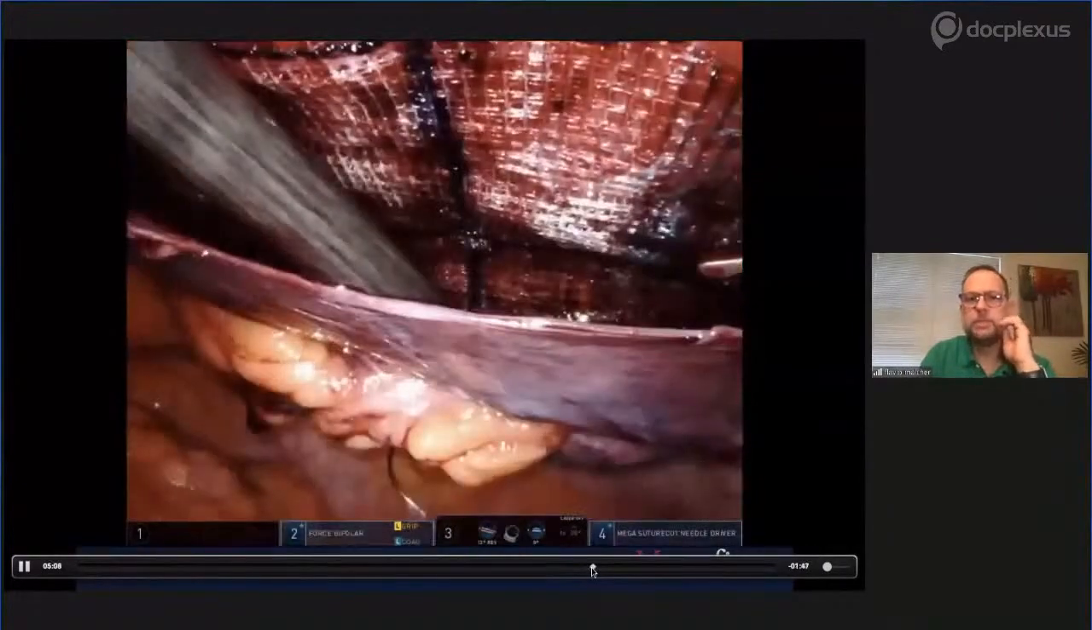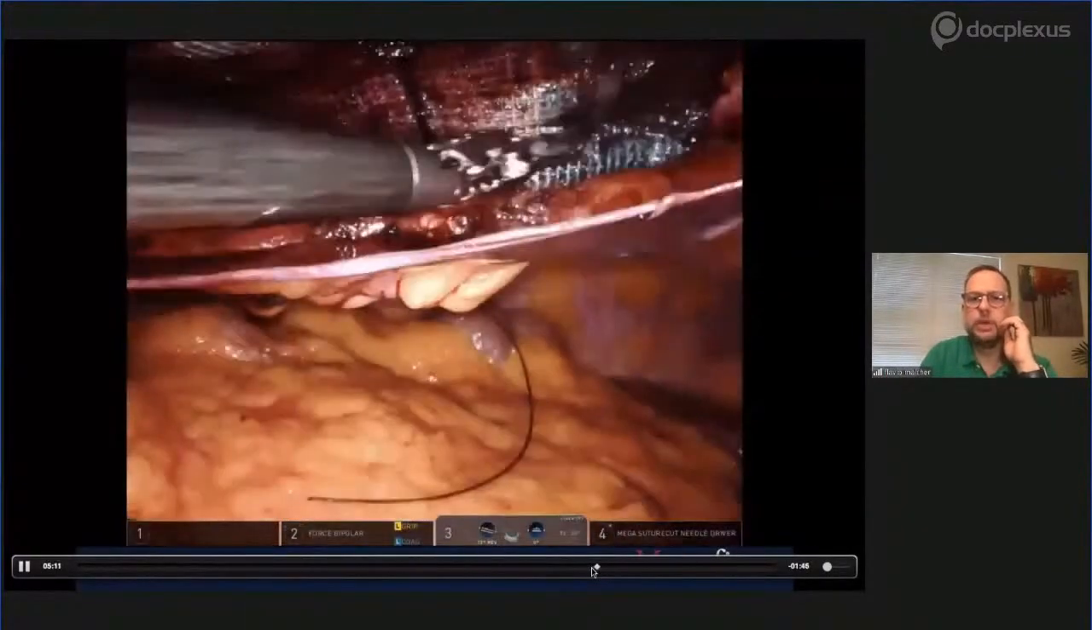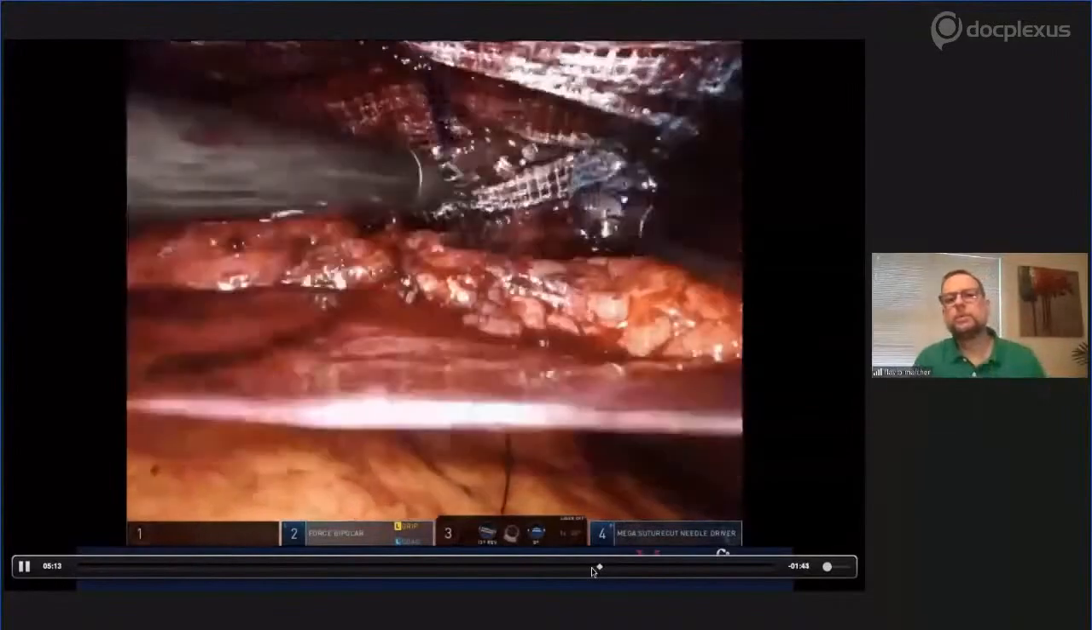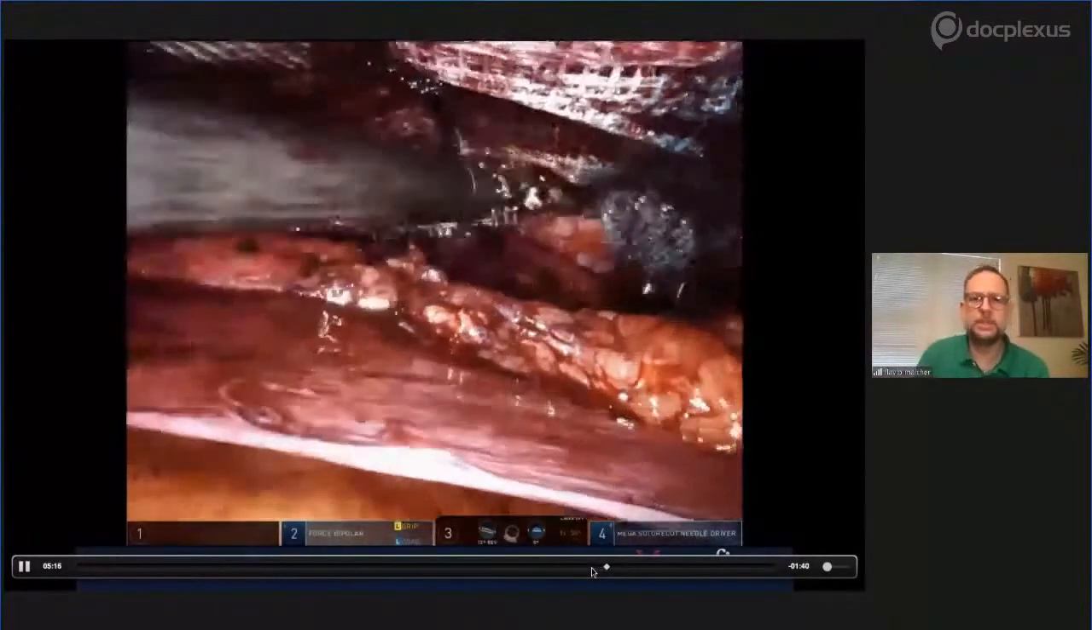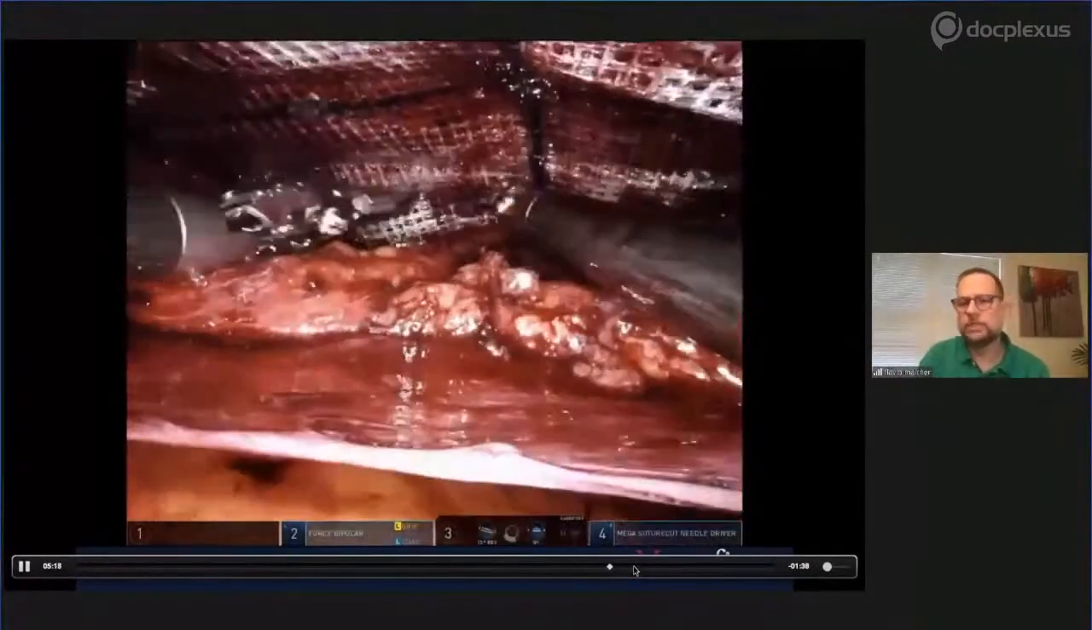And now it's just a matter of making sure the mesh is quite in place. If you don't think that the ProGrip adheres well to the wall, you can put some 4 cardinal stitches, and that's it. You don't need too much in that arena.